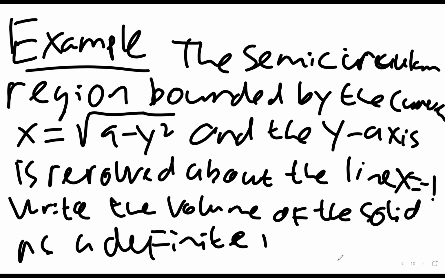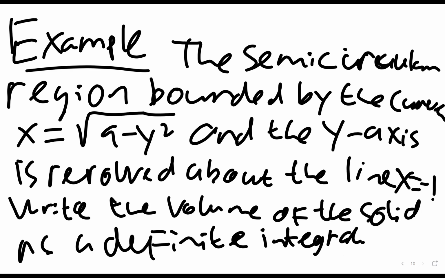In this case, we do not need to calculate the integral, just write the volume of the solid obtained by revolving the semicircular region bounded by the curve x equals the square root of 4 minus y squared, and the y-axis, about the line x equals -1. Let us first sketch the curve and the region.